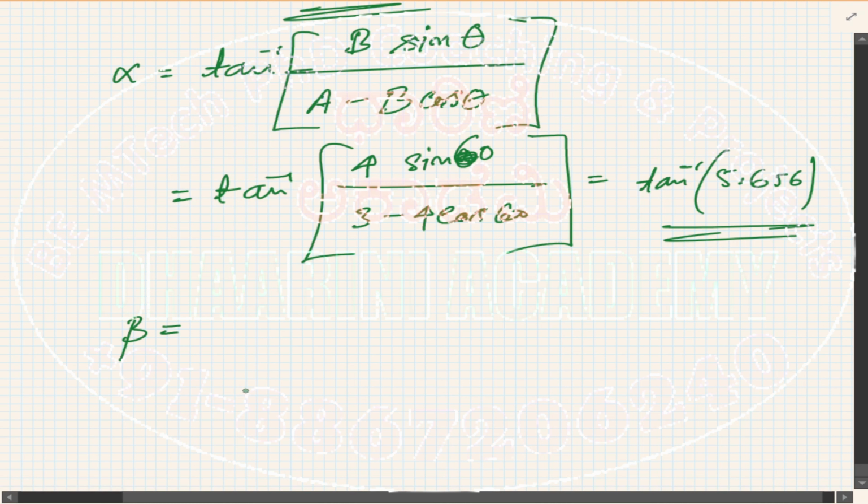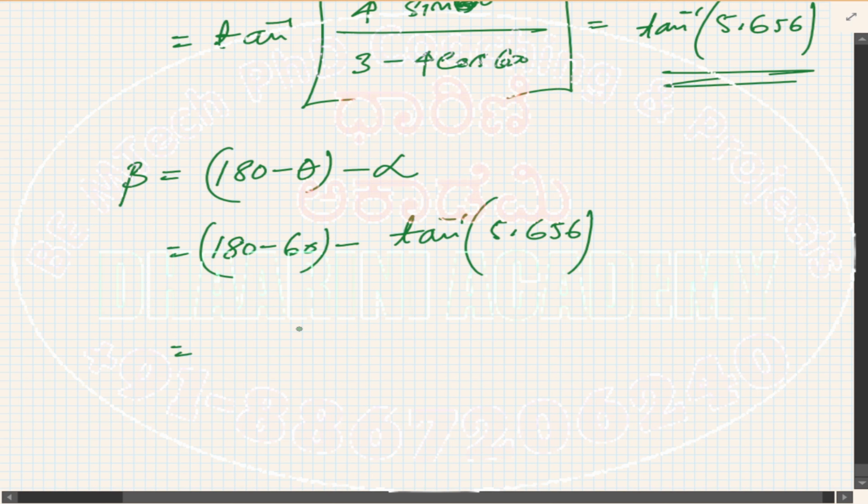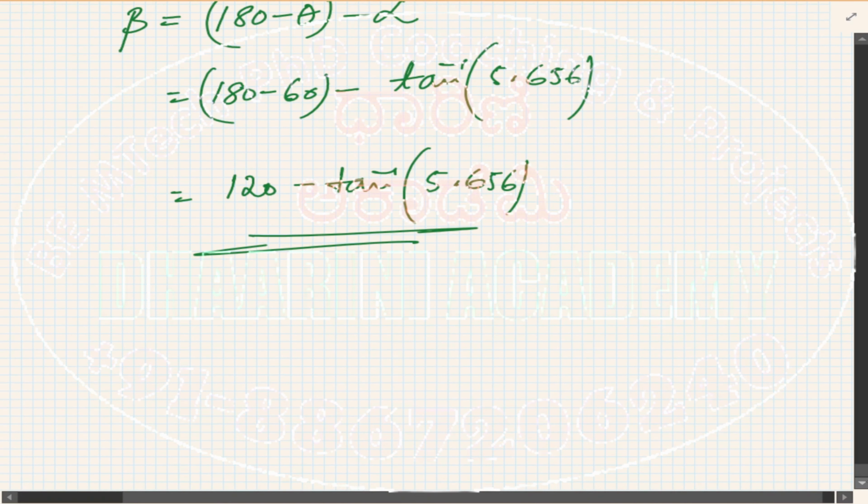So this means the beta is equal to, the angle between them is 180 minus theta minus alpha, correct? So this is 180 minus theta, which is 60, minus tan inverse of 5.656. So 180 minus 60 is 120. 120 minus tan inverse of 5.656 is the required answer. So if allowed, you can calculate tan inverse of that number and substitute. Okay, all right.